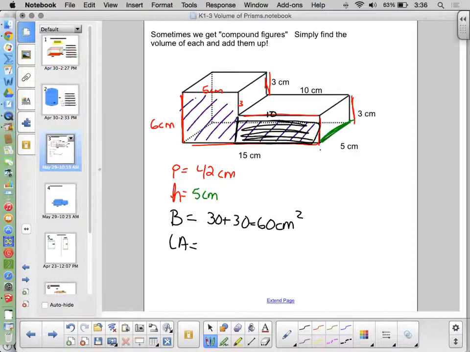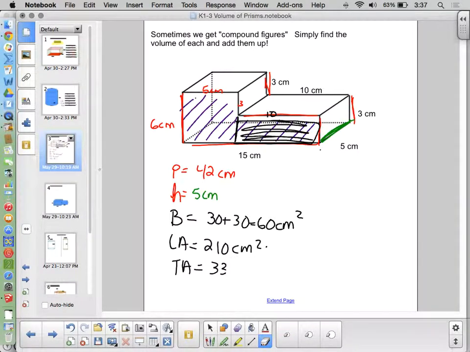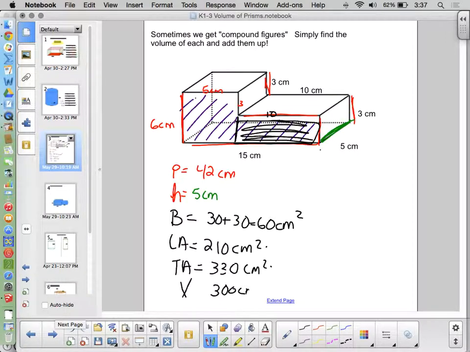Lateral area is perimeter of the base times height. 42 times 5 is 210. Total surface area is lateral area plus 2 bases, so 210 plus 120 is 330. Sorry, a little carried away there. And my volume is the base area 60 times the height 5. 60 times 5 is 300 centimeters cubed.